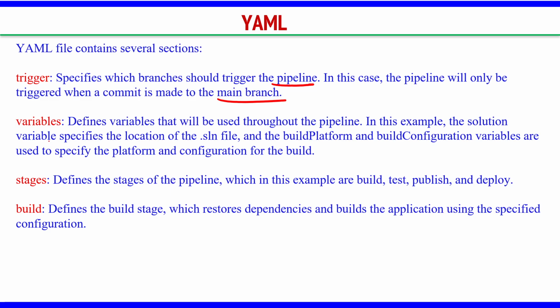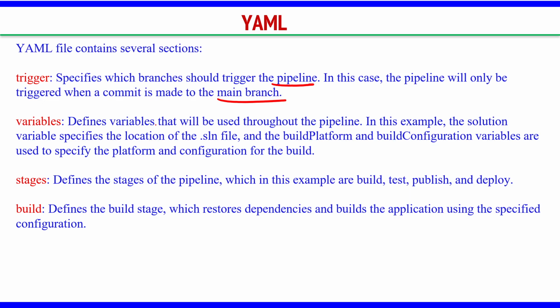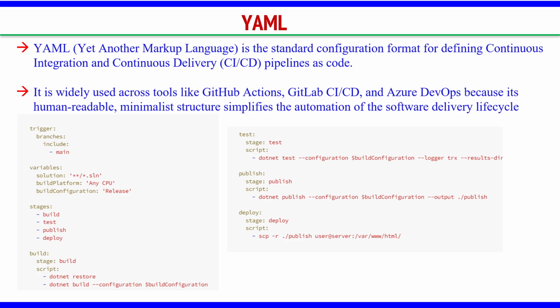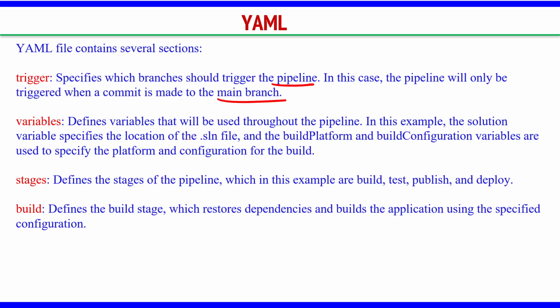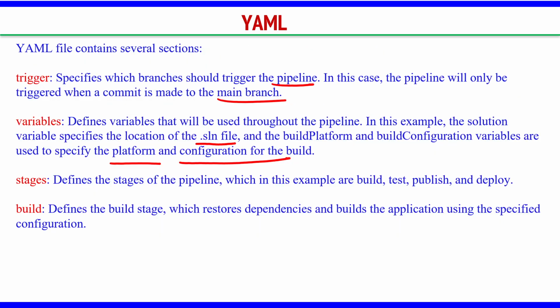Then variables. What is this section for? I am giving the solution, build platform, build configuration, right? It defines variables that will be used throughout the pipeline. In this example, the solution variable specifies the location of the .sln file. The build platform and build configuration variables are used to specify the platform and the configuration for the build, right? So build platform, any CPU I can build it. Configuration is release, right? To mention those things, we can use the variable section.